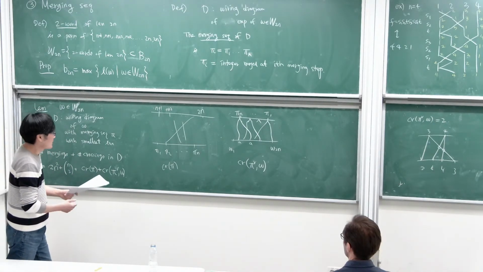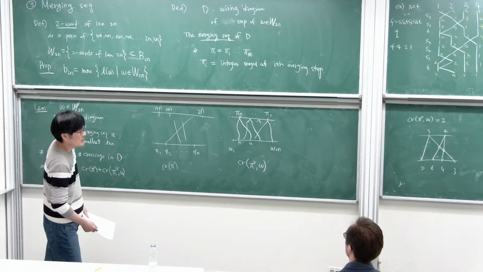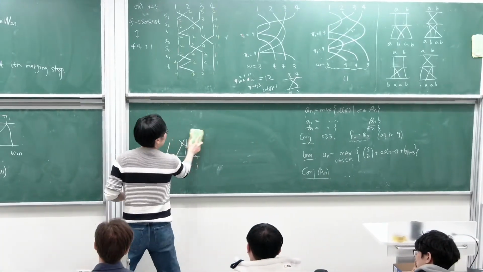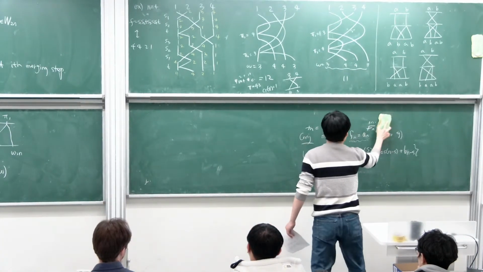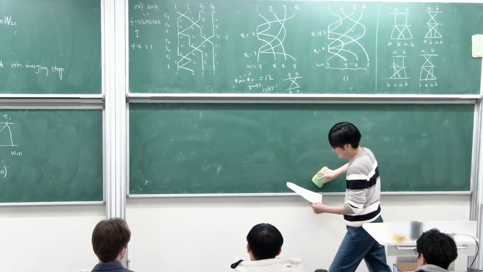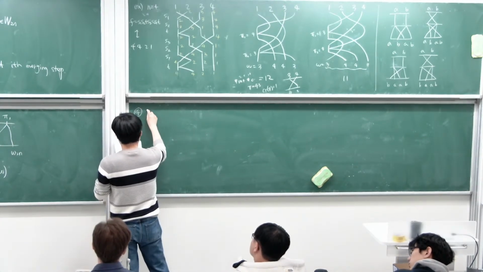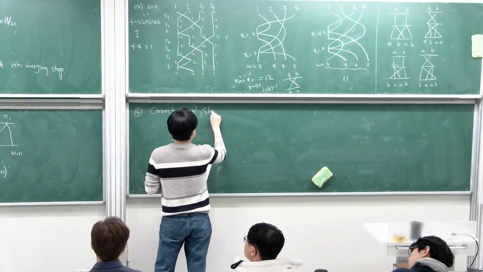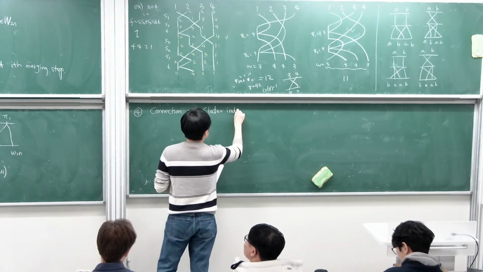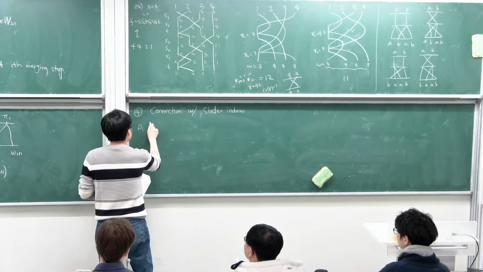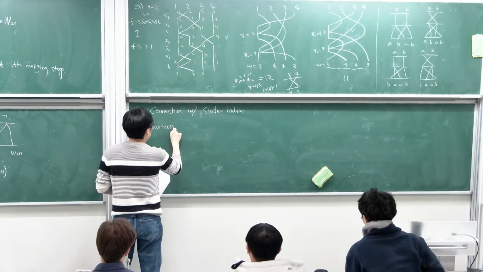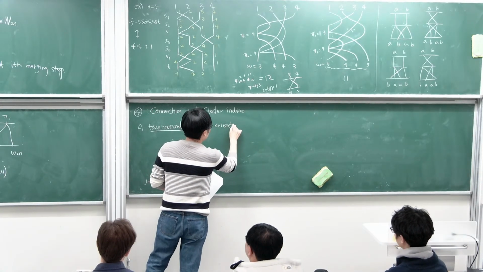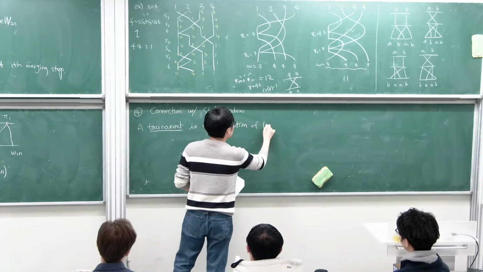Now finally I can tell you something about Slater indices. Final section, connection with Slater indices. So a tournament is an orientation of the complete graph Kn.